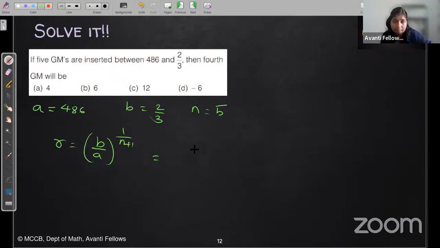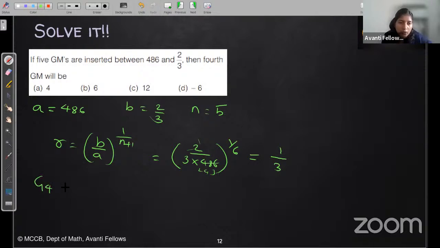So it's going to be 2 by 3 into 486, whole raised to 1 by 6. So when we calculate, what are we going to get? Yes, so R will be 1 by 3. R will be 1 by 3.